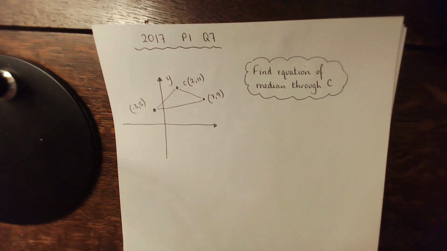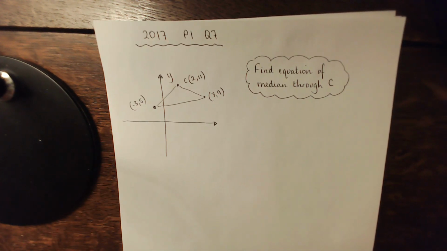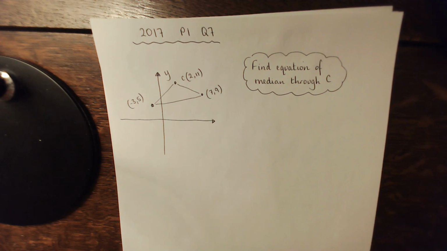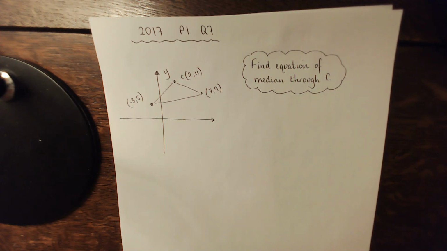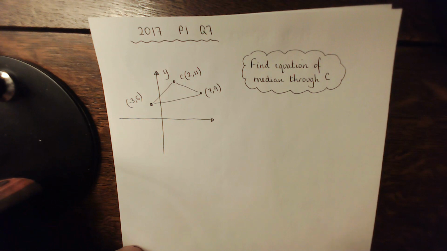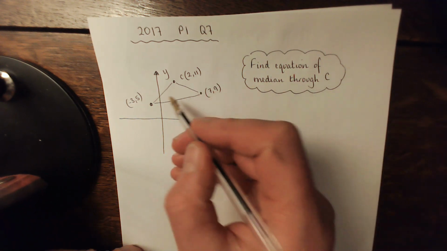We're going to look at the Higher 2017 Paper 1, Question 7. Lots of kids at school just needed a wee bit of a reminder on this. It wants you to find the median through C.